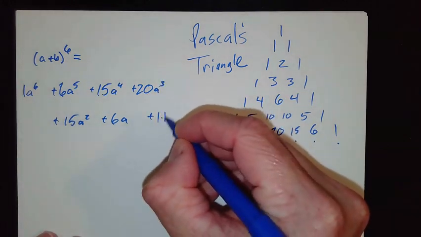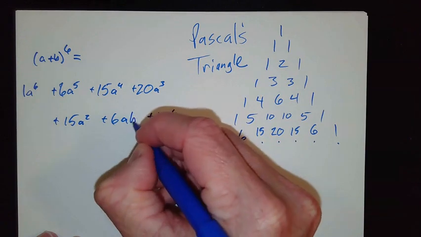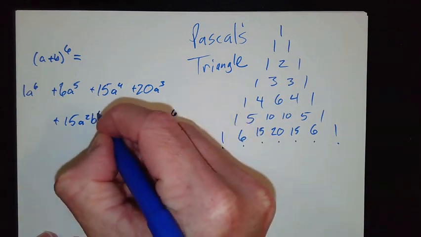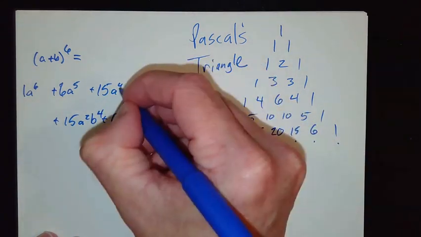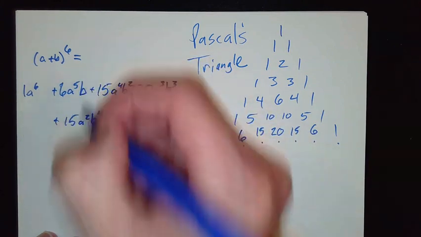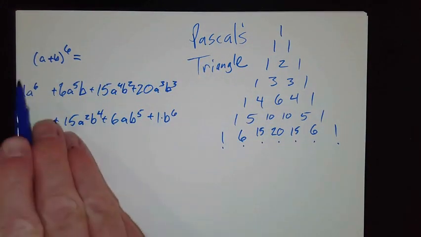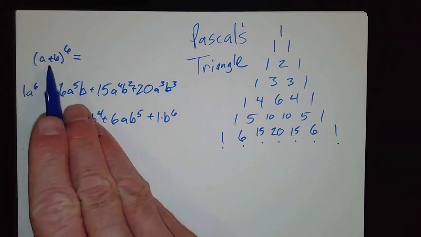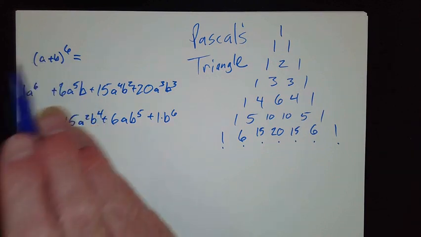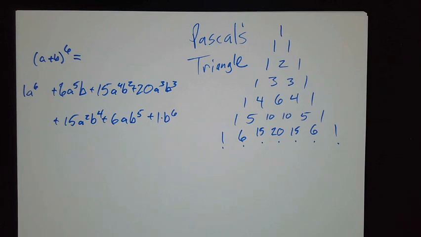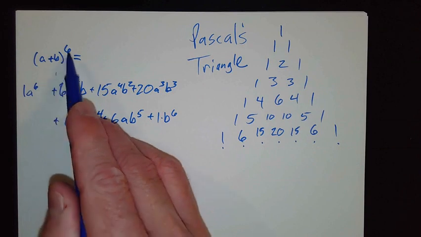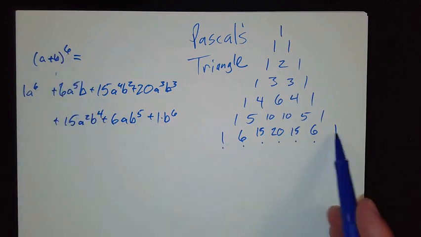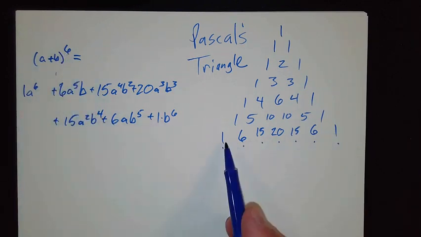I'm going to go to the end and say it's going to end with b to the 6th, preceded by b to the 5th, b to the 4th, b cubed, b squared, b to the 1st, and nothing. And so there's the expansion. If you were to multiply a plus b times a plus b times a plus b 6 times and FOIL that whole thing out, and we're not even FOILing because it's not just binomials, but if you expanded that whole thing, this is what you would get. This was a plus b to the 6th power.